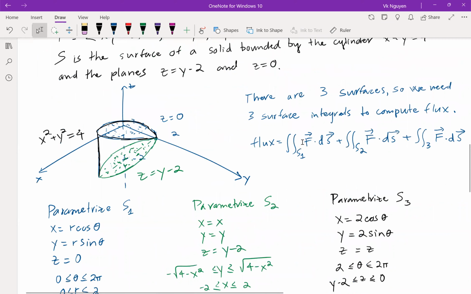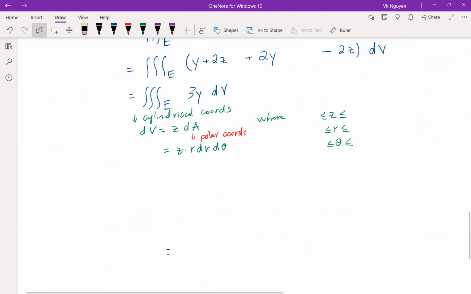Look at the picture here. You guys can see that z goes from y minus 2 to 0. However, you've got to turn the dA into r dr d theta. So what is y here? In polar coordinates, y is r sine theta. So r sine theta minus 2 is less than or equal to z, less than or equal to 0.